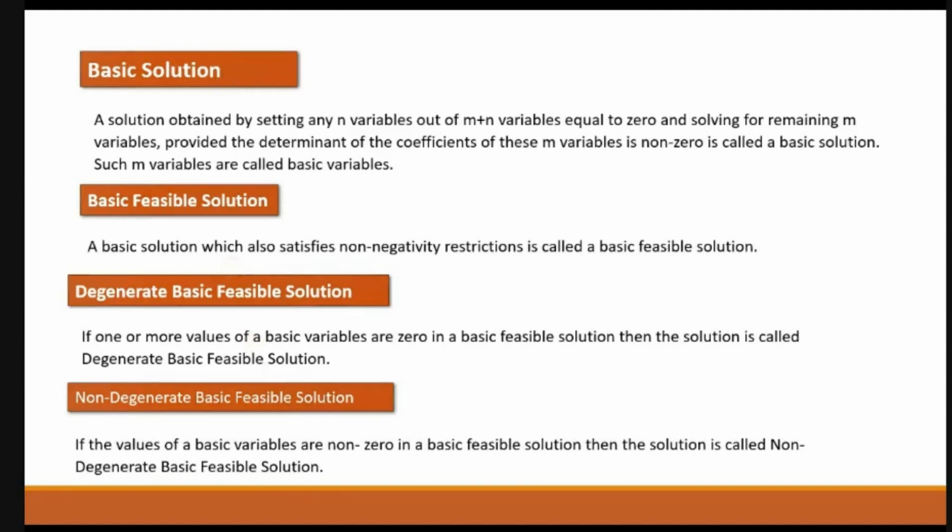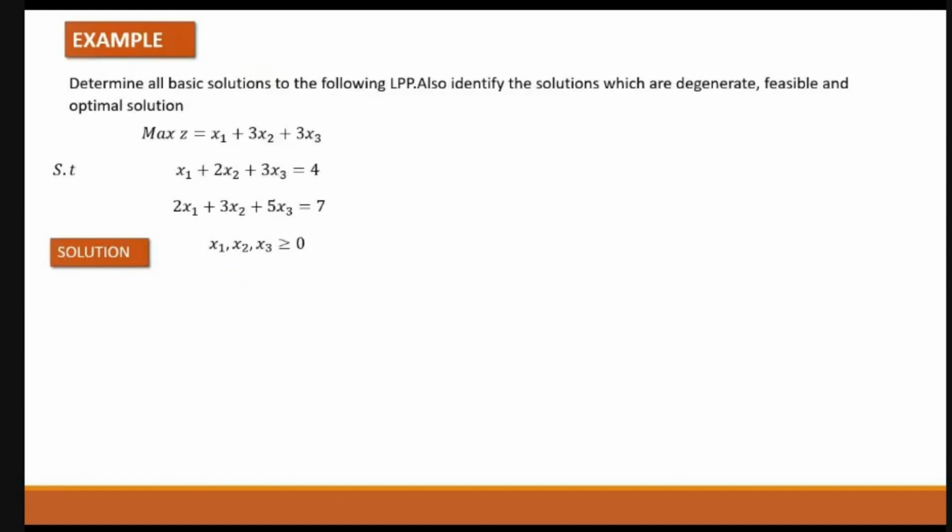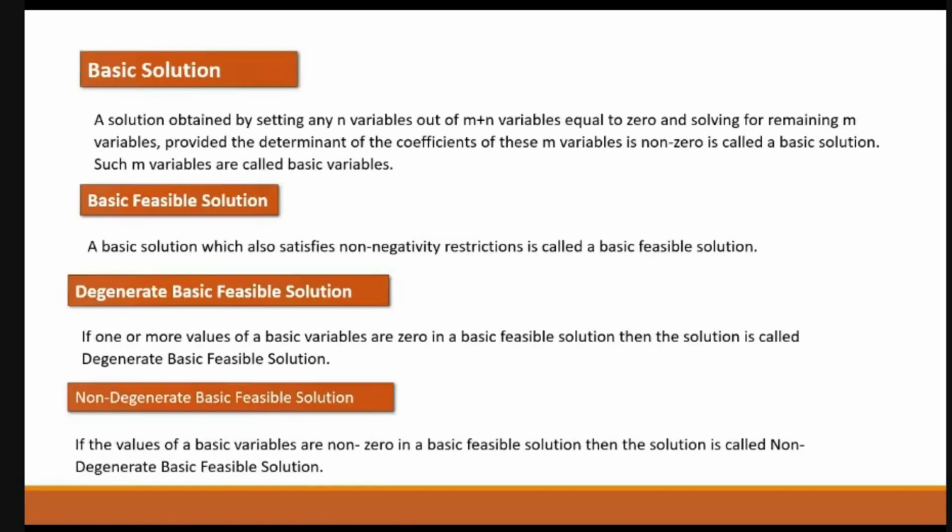So just do one problem. These problems are normally expected under the compulsory part, previous slide. This explanation I will explain when I do the problem. You will understand it clearly. Feasible means non-negativity, degenerate means if it is 0, and non-degenerate means non-zero.